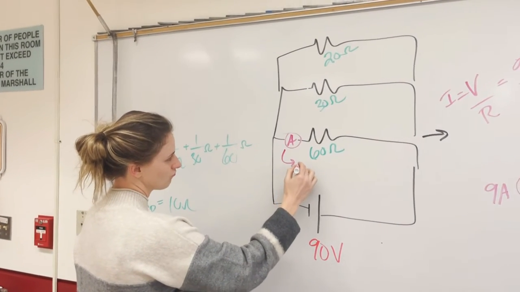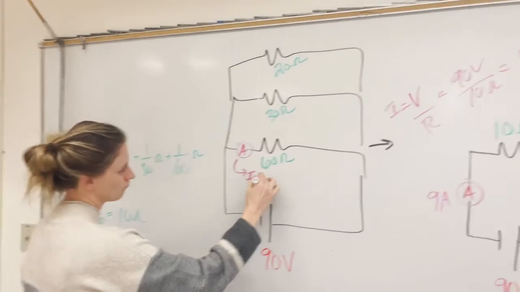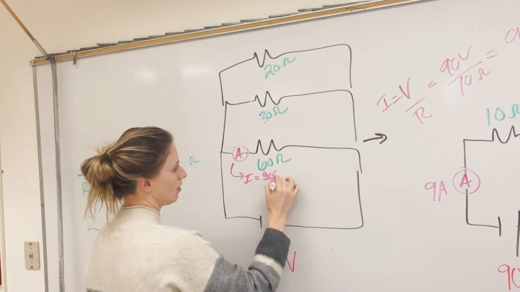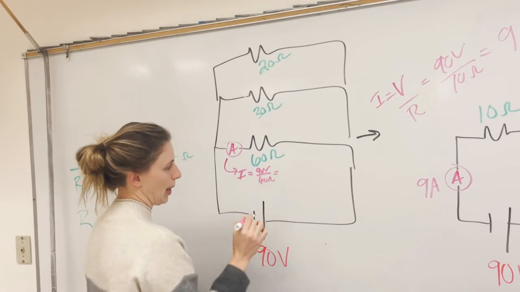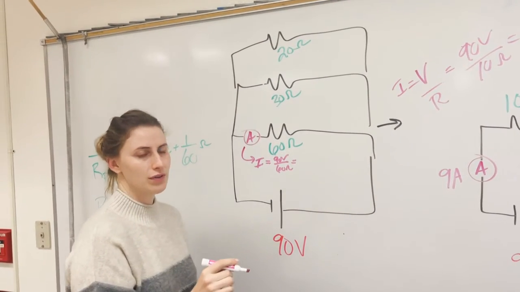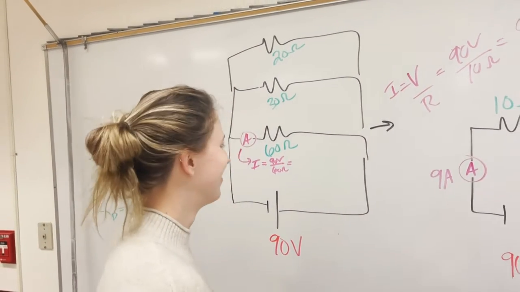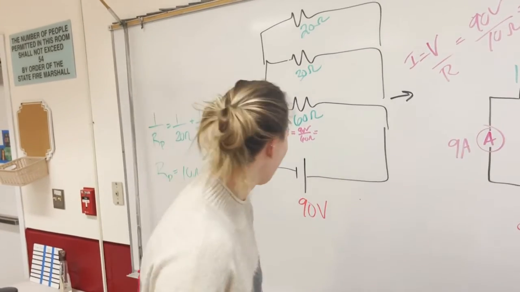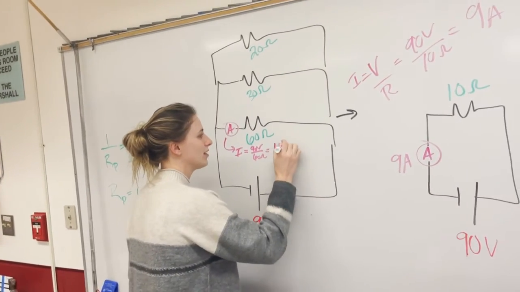Okay. So how do I figure out this current? V equals IR. I is equal to V over R. So the voltage, which is 90 volts, divided by 60. 9 divided by 6 is 1.5, isn't it? Okay, so we get 1.5 amps here.